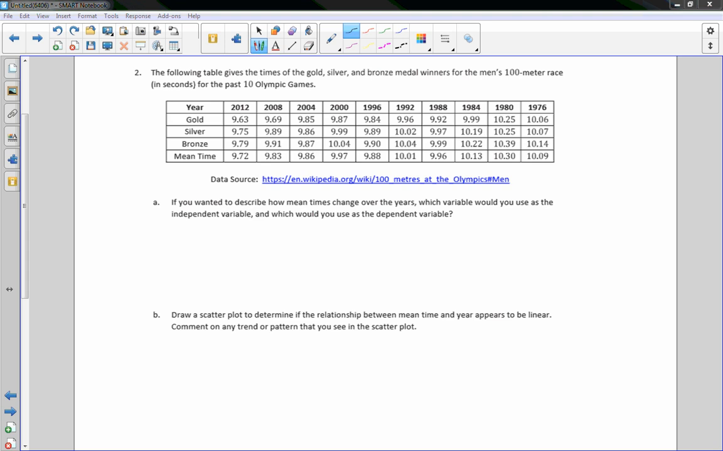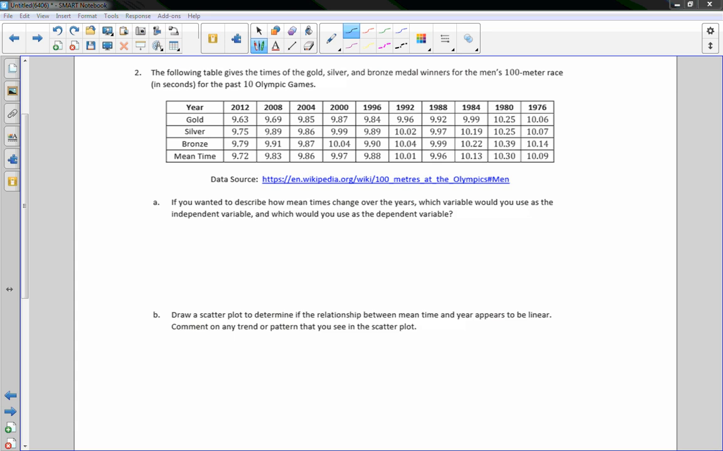Okay, number 2. The following table gives the times of the gold, silver, and bronze medal winners for the men's 100-meter race in seconds for the past 10 Olympic Games. Okay, so notice in 76, 80, 84, 88, 92, 96, 2000, 2004, 2008, 2012. Okay, so every year it was 4 years apart.